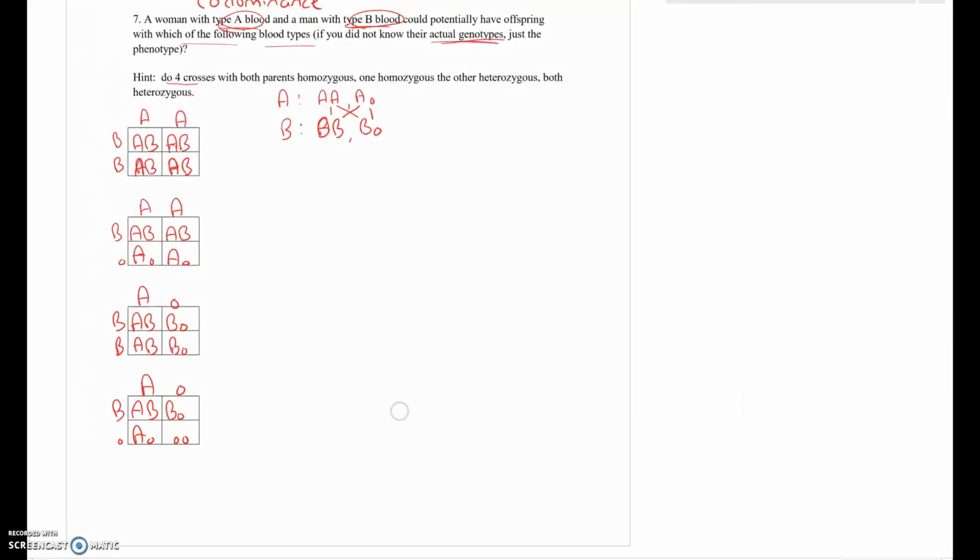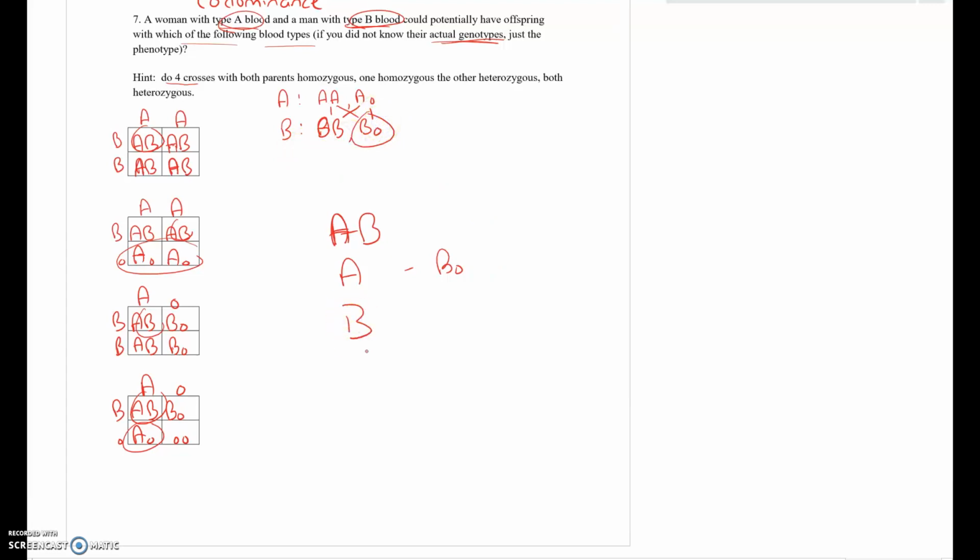So potentially their children could have blood type AB from this cross and this cross and this cross and this cross. That shows up in all of them. So if they had a child with AB, that wouldn't tell us really anything about their genotypes. They could have a child with type A blood in this cross and this cross. So if they had a child with type A blood, that would tell you that the B parent had to have been BO for that possibility.